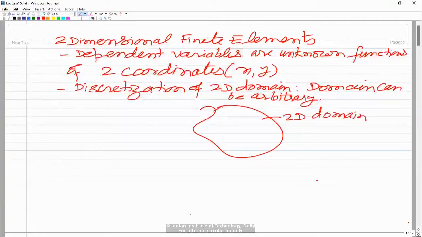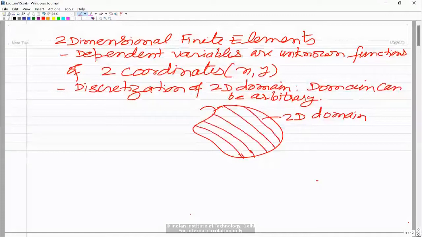The discretization could be using triangles or quadrilaterals. So you would discretize this into a number of elements like this. This is just to demonstrate what we would be doing in 2D problems.